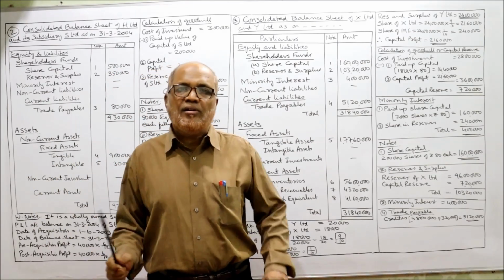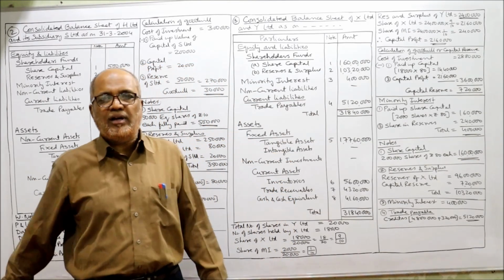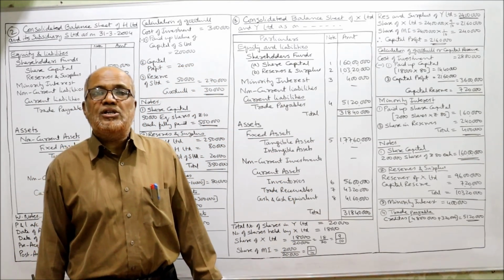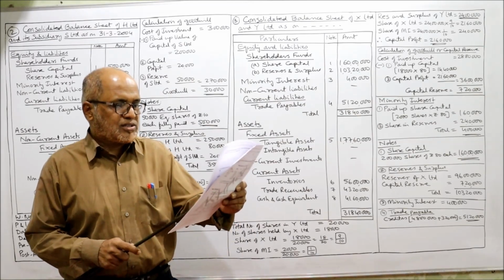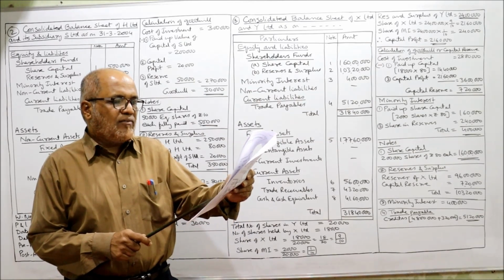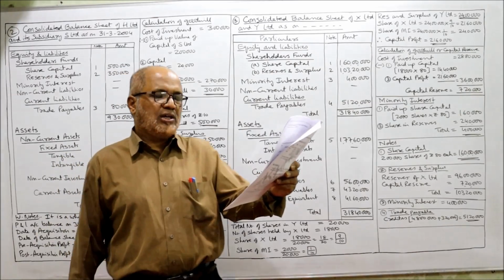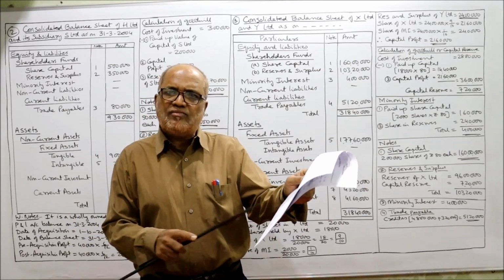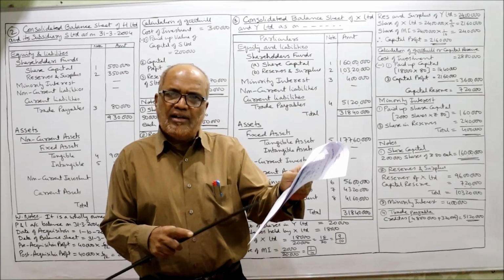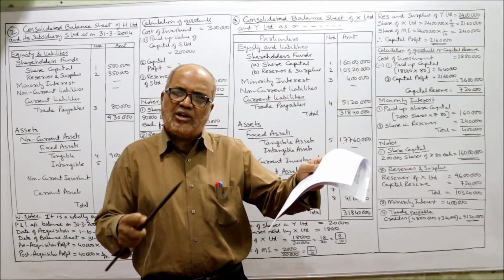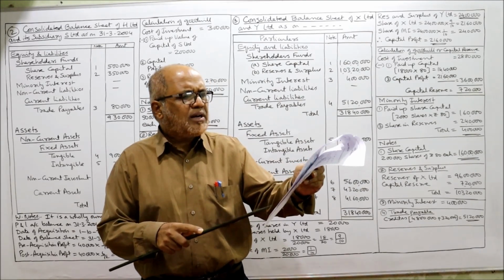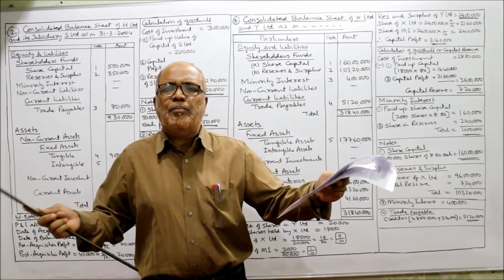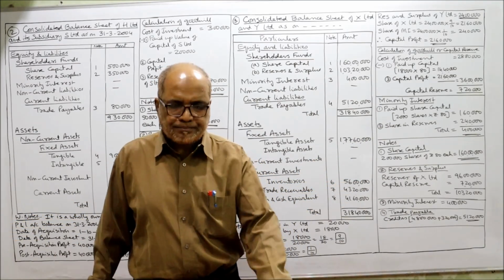In the previous problem minority interest was not there. Here minority interest is there. 2,000 shares are minority interest. Next, current assets, inventory, trade receivable, cash and cash equivalent. Simply we have to add up all the three. Inventories we have to add up, then trade receivable we have to add up, cash and cash equivalent we have to add up. No adjustment, nothing. Only balance sheets are given. The problem is very, very easy.